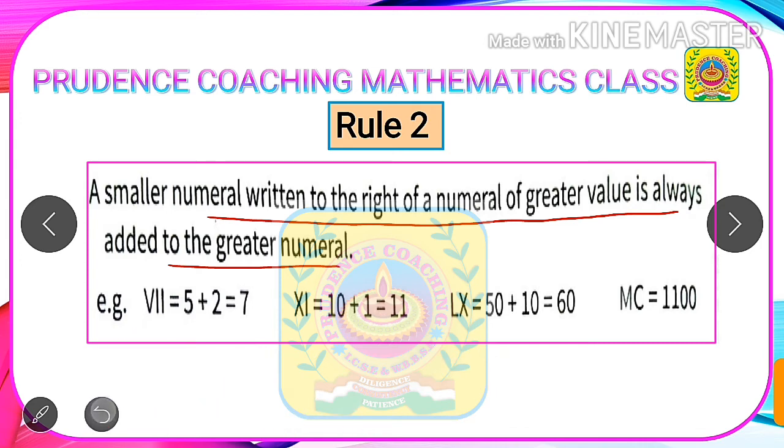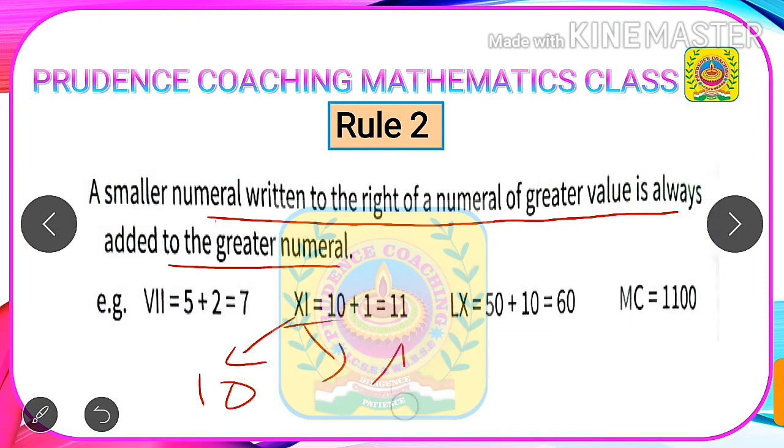Next example is XI. We know X means 10 and I means 1. As you can see, 10 is greater than 1, so we will just add 1 to 10 and get our answer as 11.